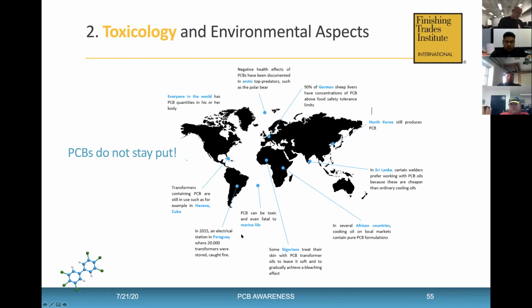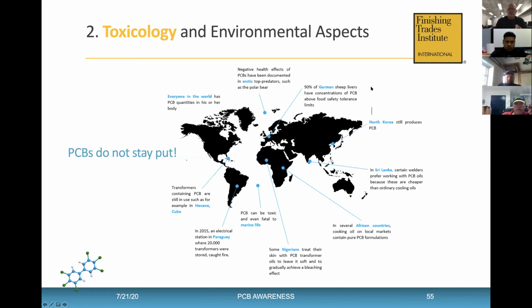In 2015, an electrical station in Paraguay, where 20,000 transformers were stored, caught on fire. So imagine that. What happens when something catches on fire? Where does the smoke go? Up in the air, right? Gets distributed around. Transformers containing PCBs are still used in Havana, Cuba. Negative health effects of PCBs have been documented in Arctic top predators such as polar bears.